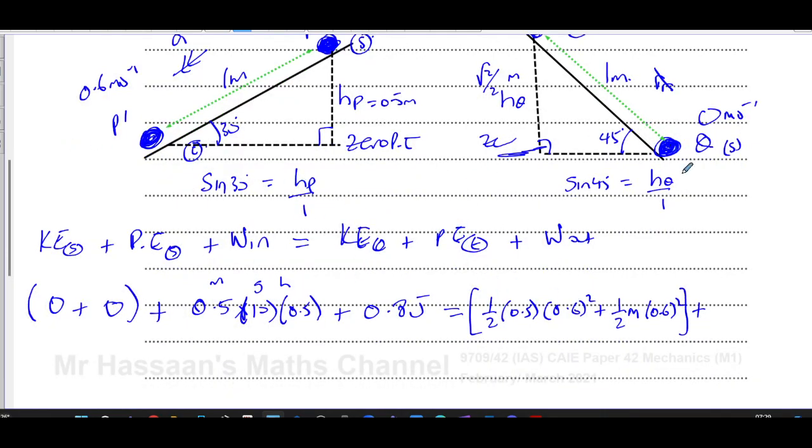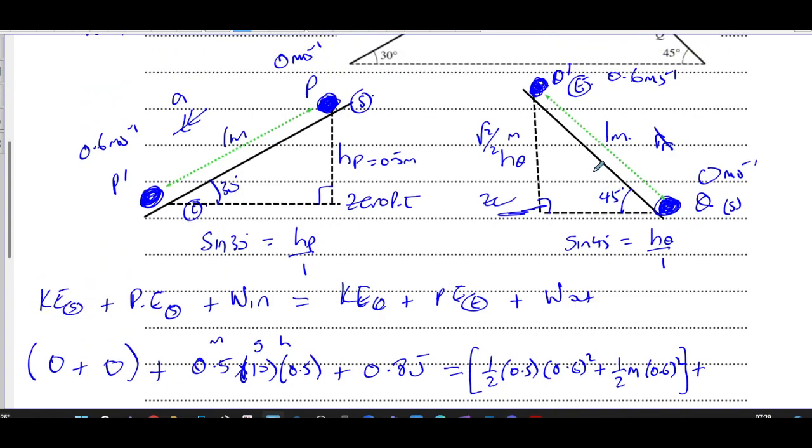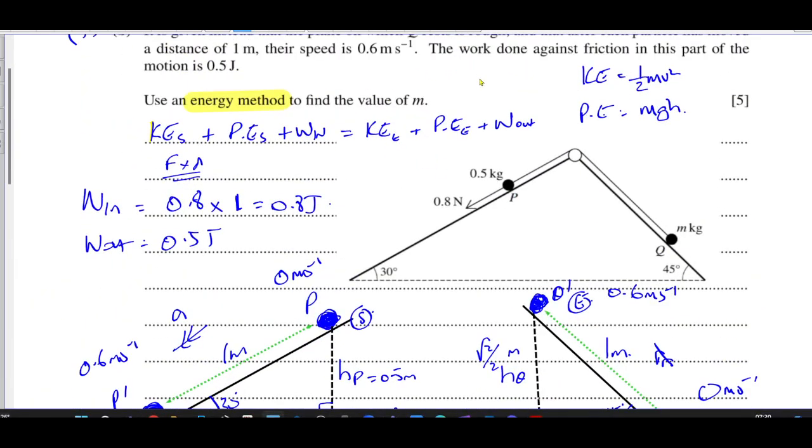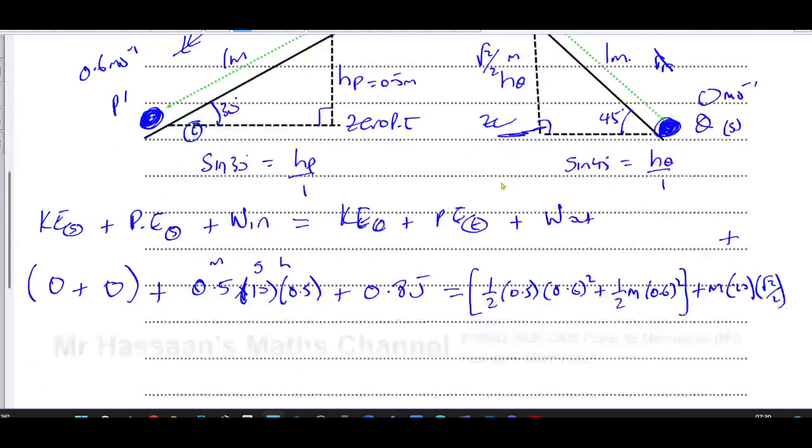But for Q, the potential energy as it's moved up is going to be mgh. We don't know what m is, so m times 10 times h, which is root 2 over 2. Then you're going to have plus the work out, which is the work done against friction, which is 0.5.